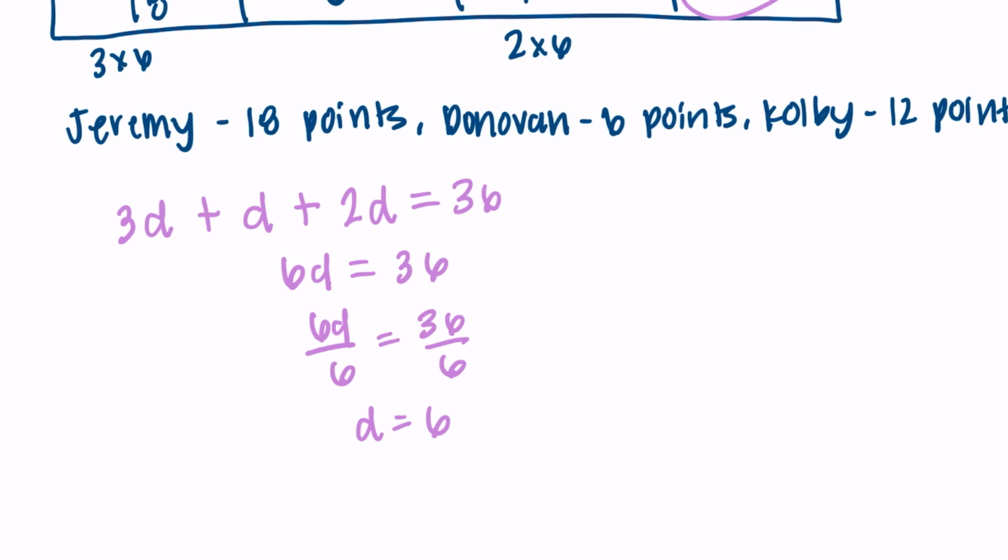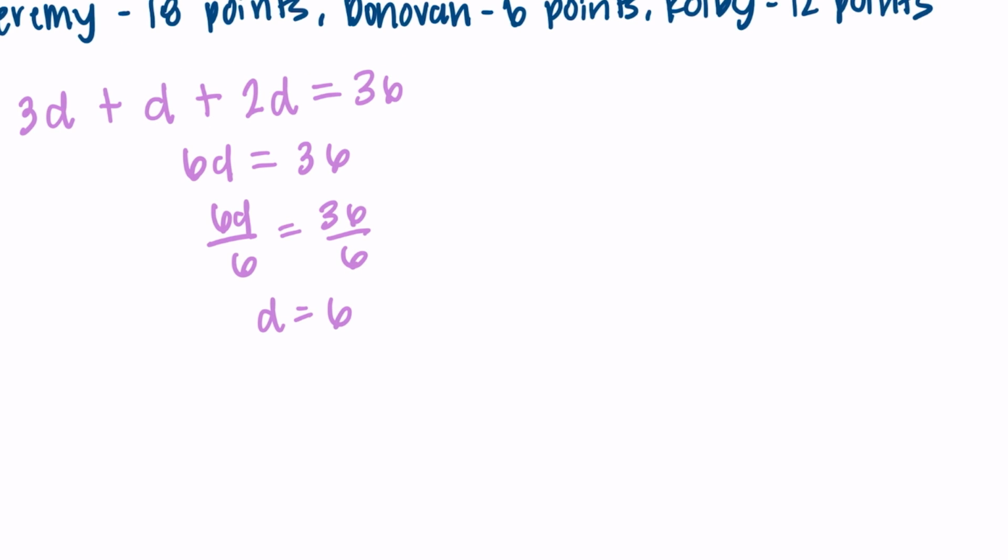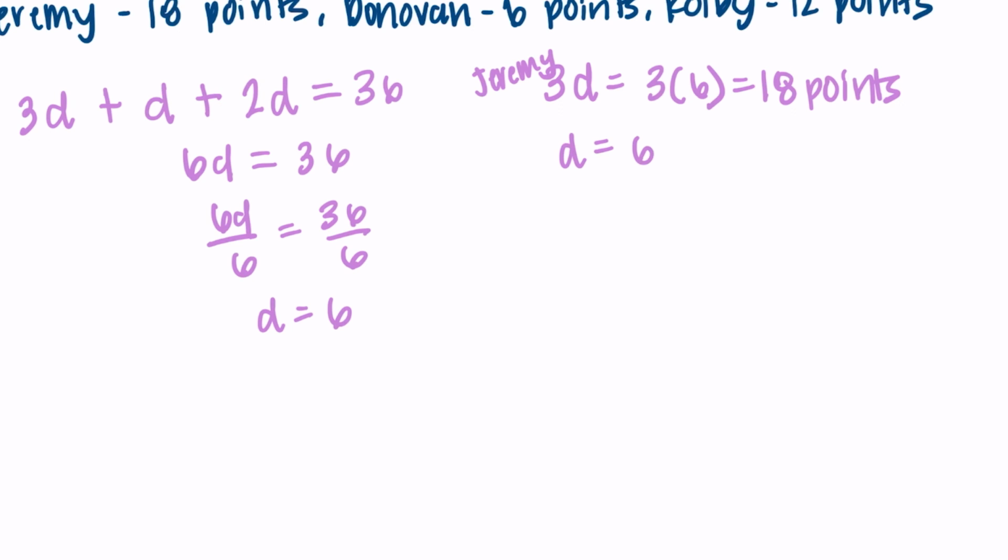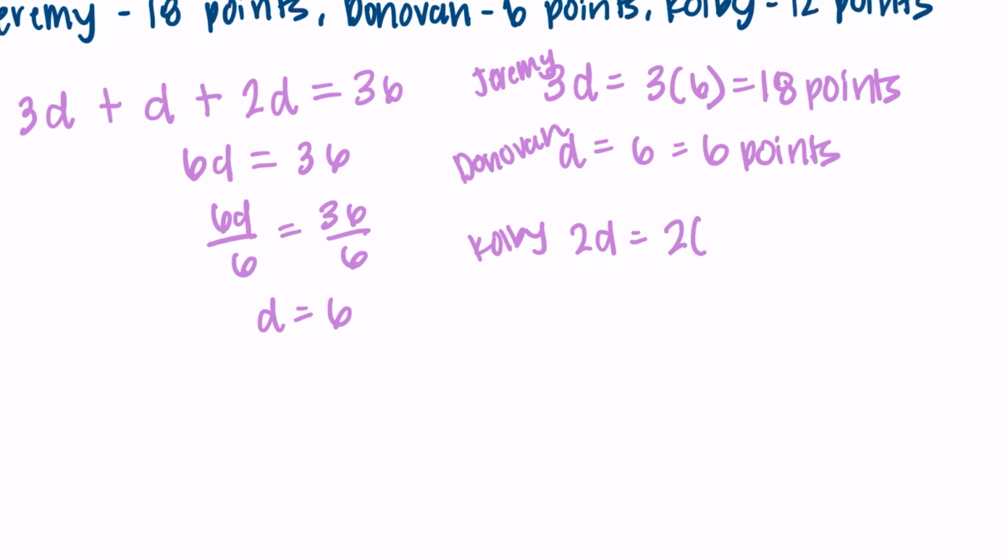And then we can figure out each person. So 3D, or Jeremy, is equal to 3 times 6, or 18 points. D is equal to 6, which would be 6 points, and that's Donovan. And then Colby was 2D, which would be 2 times 6, or 12 points. And that is all.